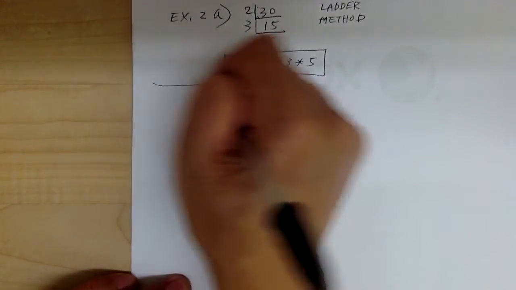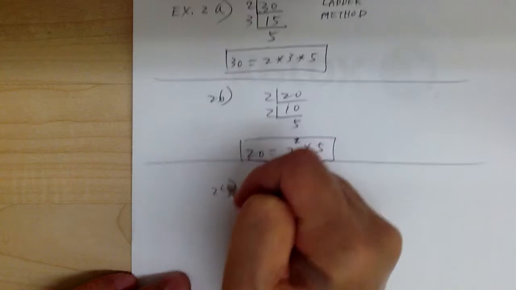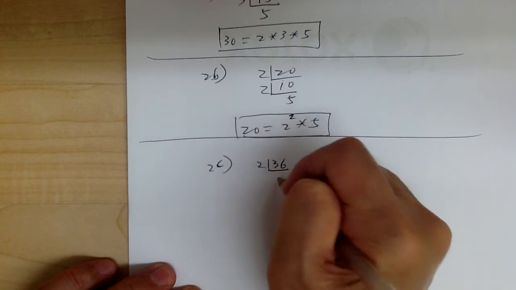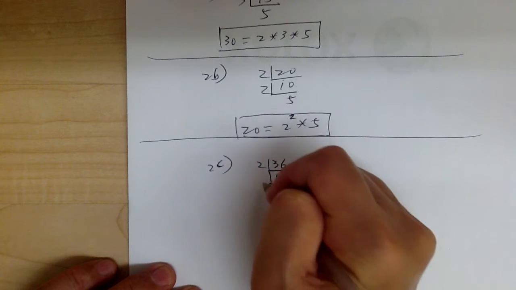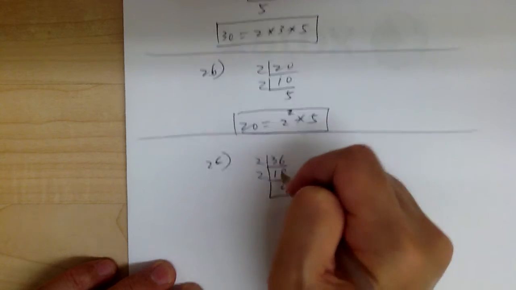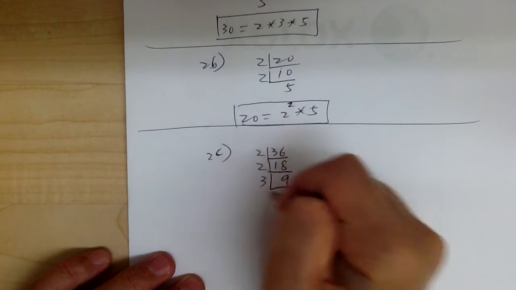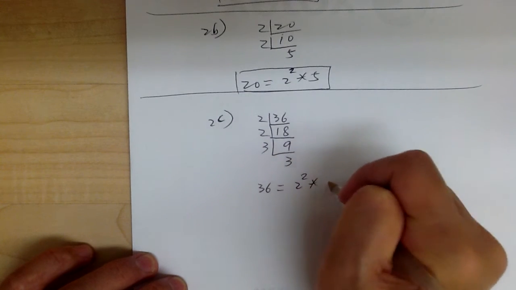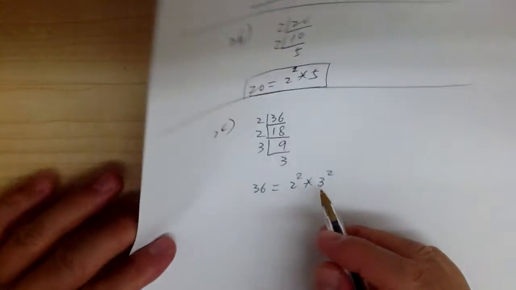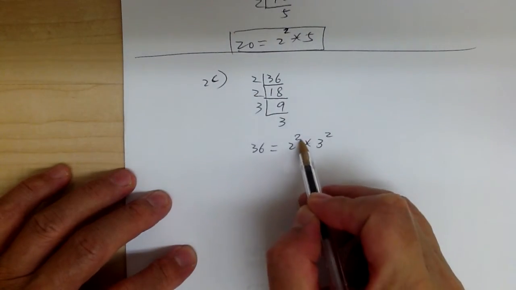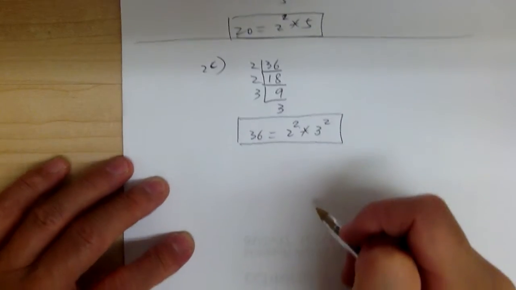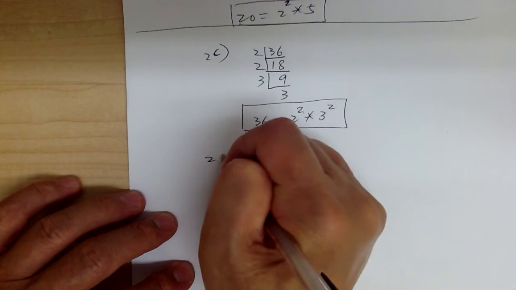Okay, so let's go to 2c, 36. You can start with 2, divide by 2, you get 18. Divide by 2, you get 9. 2 cannot, so you go on to the next prime number, 3. So 36 equals 2 squared times 3 squared. Again, there are 2 of them, that's what square means. And so that's 2c. Now let's go to 2d.